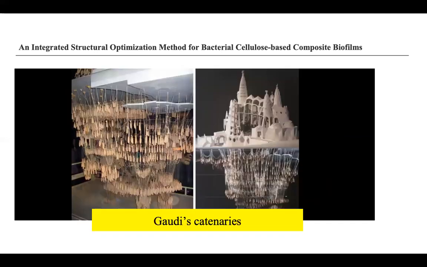And we were also searching about the form, and we came across with GOZDE's catenaries. He was using the catenary geometries as a form-finding method. He first hung the cables from the ceiling and then put a mirror underneath it to figure out the ideal form. So that was the originating point of the form that we used in this research.